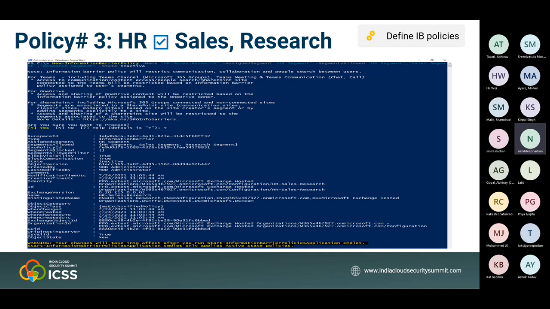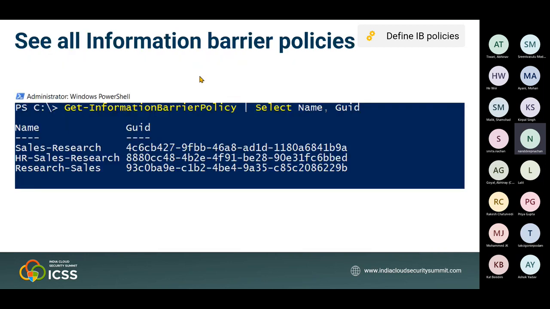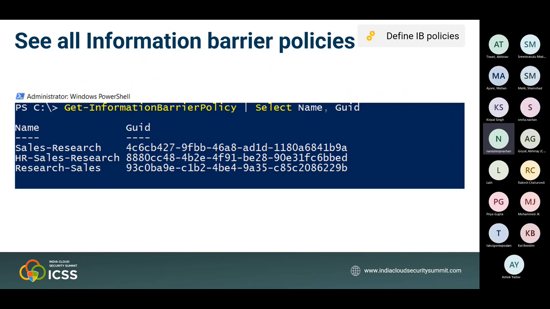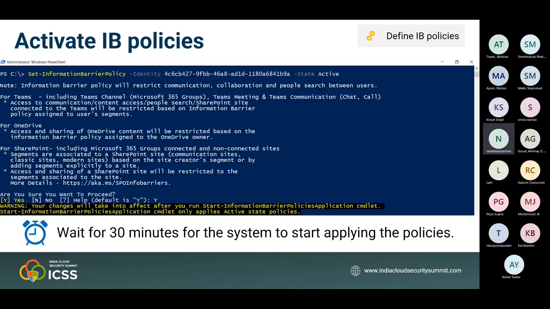And once we create those information barrier policies, firstly, they have to be created in an inactive state. Once we do that, if you want to see all those information barrier policies, you can just run the command Get-InformationBarrierPolicy to see all of the policies that you have defined. All of the policies that we have created so far had to be created in inactive mode. Now what we can do is use the command Set-InformationBarrierPolicy, defining an information barrier policy by its identity and making it active.